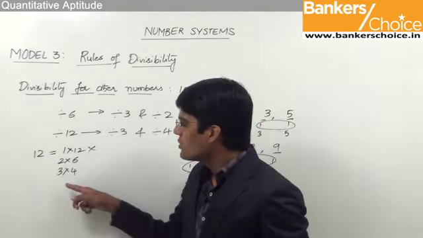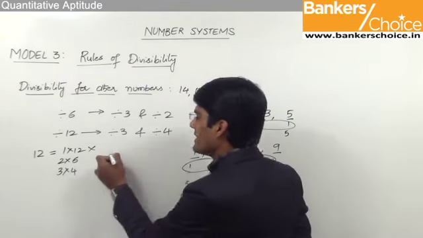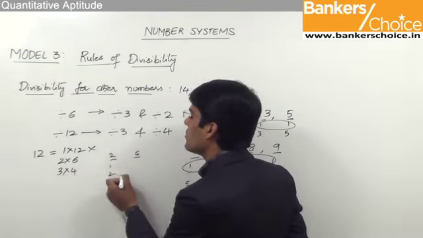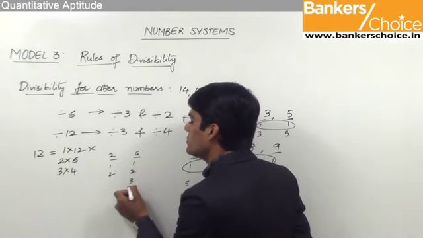Now out of these two cases, when we take 2 and 6, the factors of 2 are 1 and 2 and the factors of 6 are 1, 2, 3 and 6.